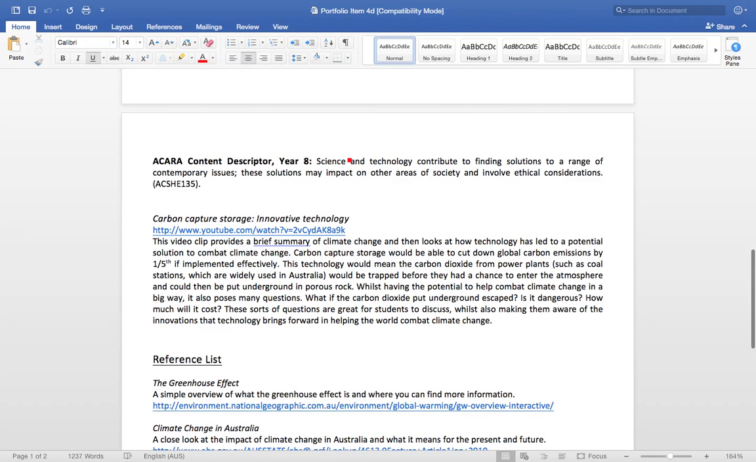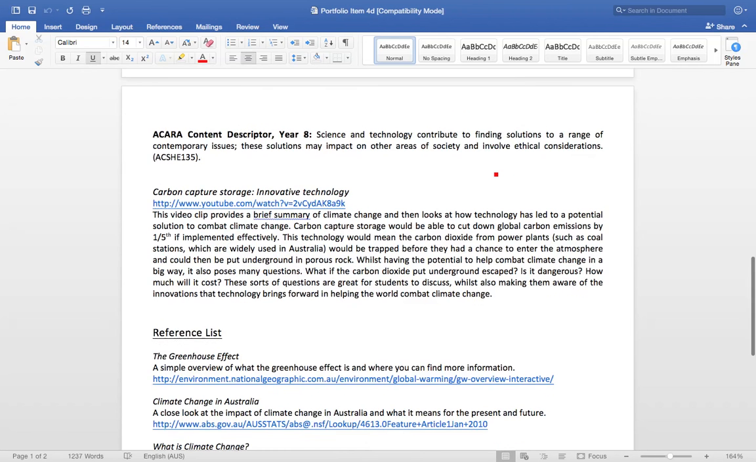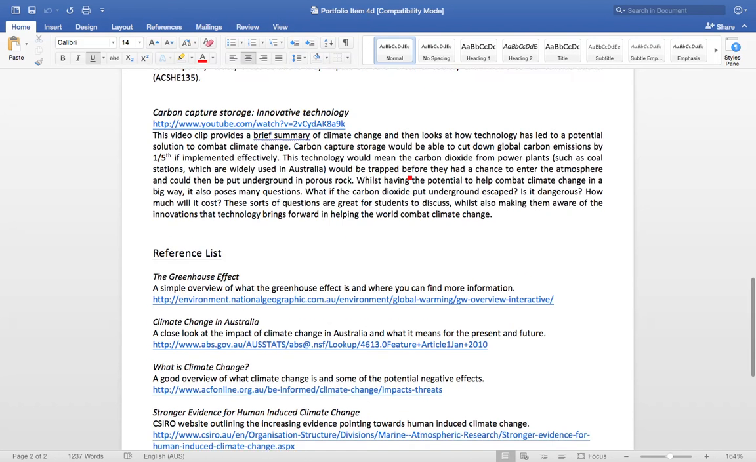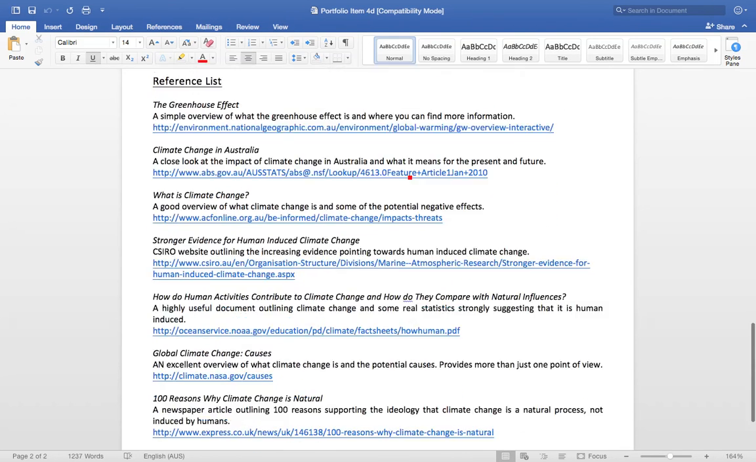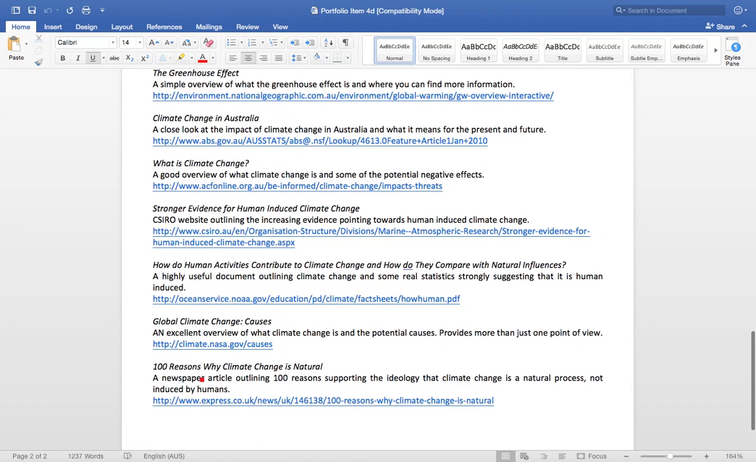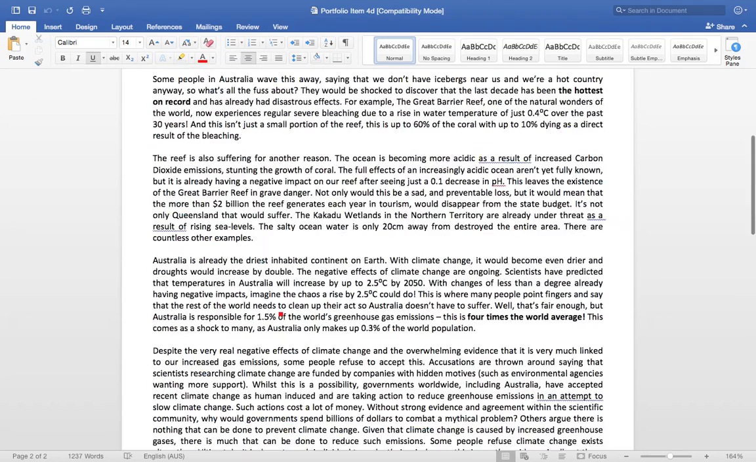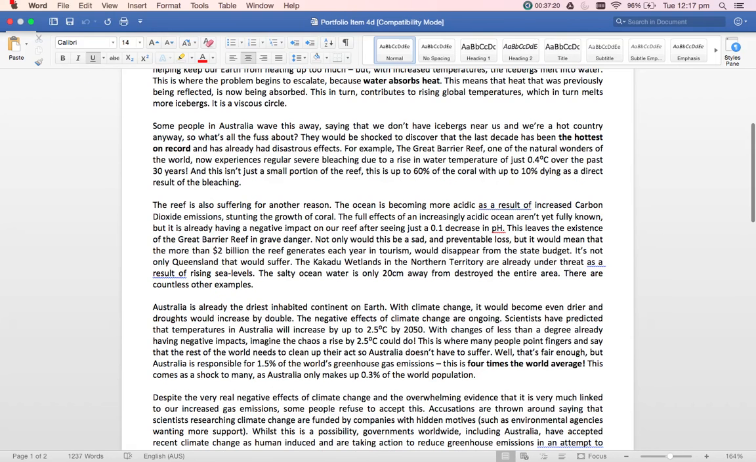The ACARA content descriptor is there. Make sure you put the content descriptor and the elaboration. The elaboration's a little dot points afterwards, so make sure you identify the elaboration as well. Here's the particular website that they thought was useful and a nice description, and this one put in a reference list. Look, you don't have to do that for this, but it actually shows that the person went in and actually did a bit more research about it. So if you kind of want to go into that next level of outstanding, that's quite useful.